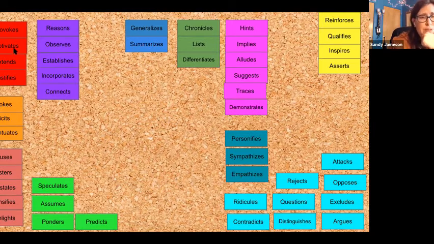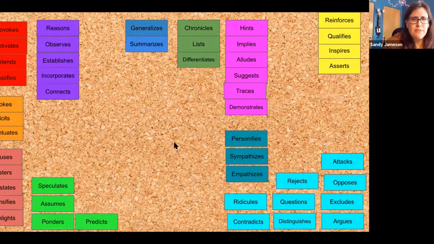Actually, now that I look at this, I want to take that back. I'm not sure what they're doing here. Provokes, motivates. Those two seem to go together, but extends and justifies, those two, to me, feel like they fit better down here. I wonder what you guys think about that. Over here, we've definitely got our more negative ones. Attacks, opposes, excludes, argues, questions, distinguishes, rejects, ridicules, contradicts.